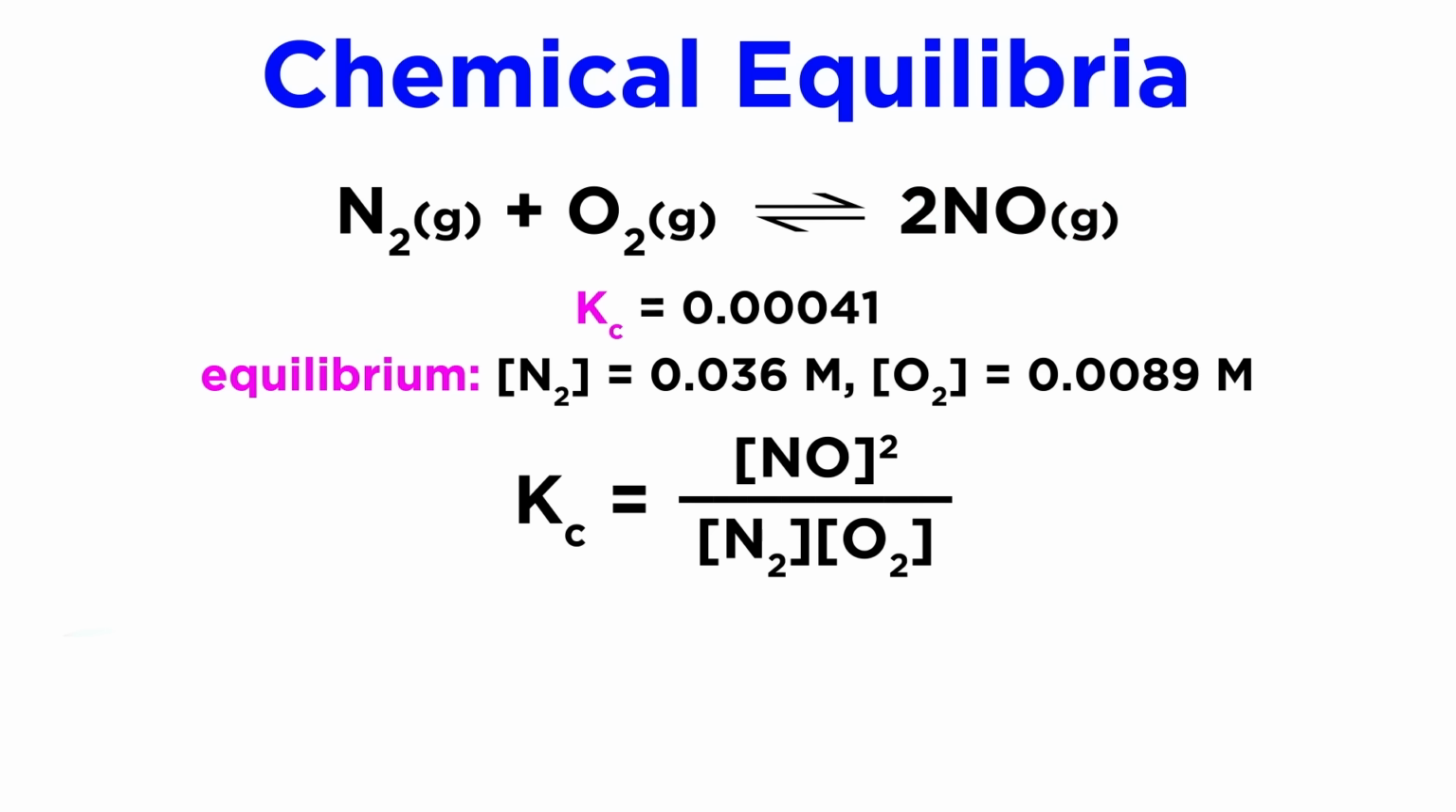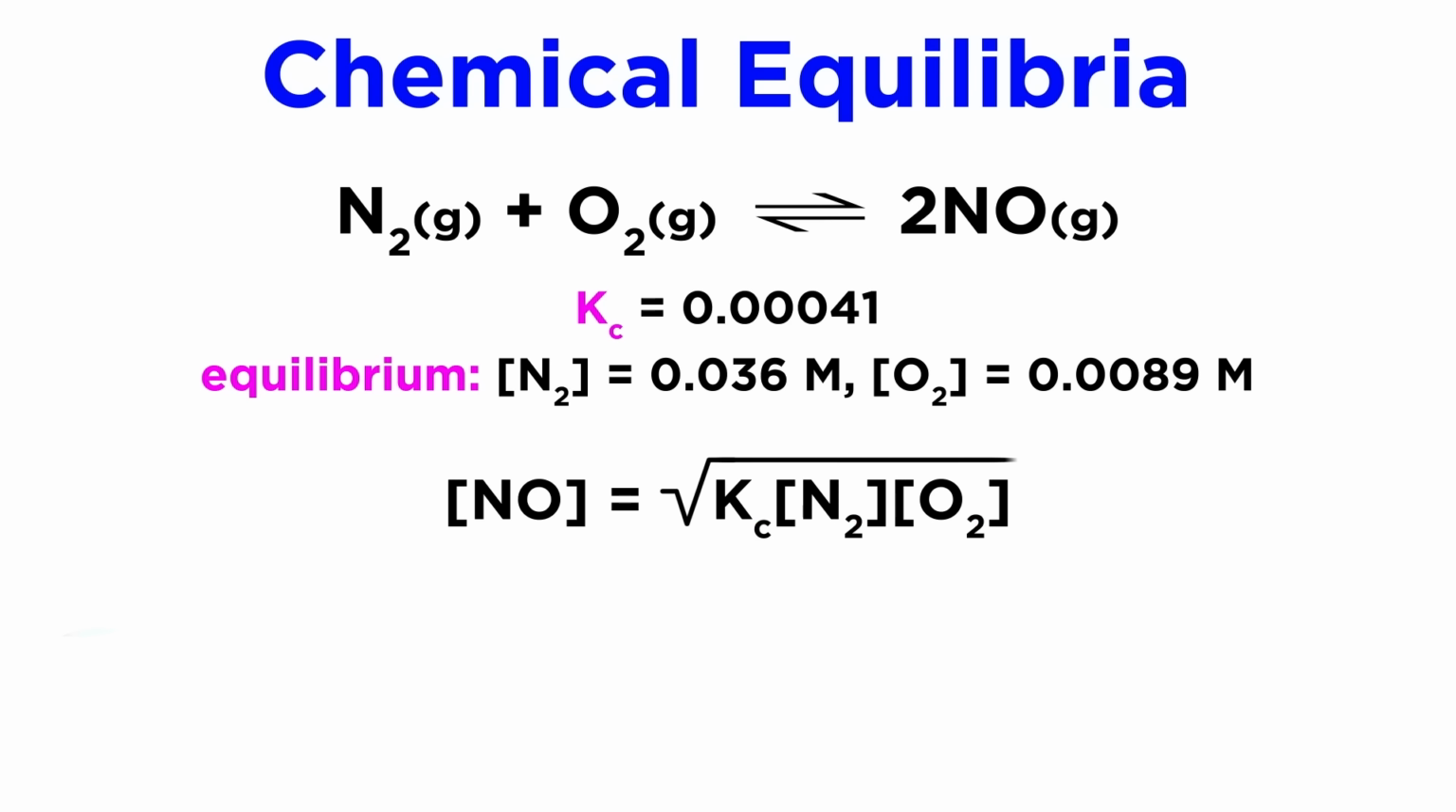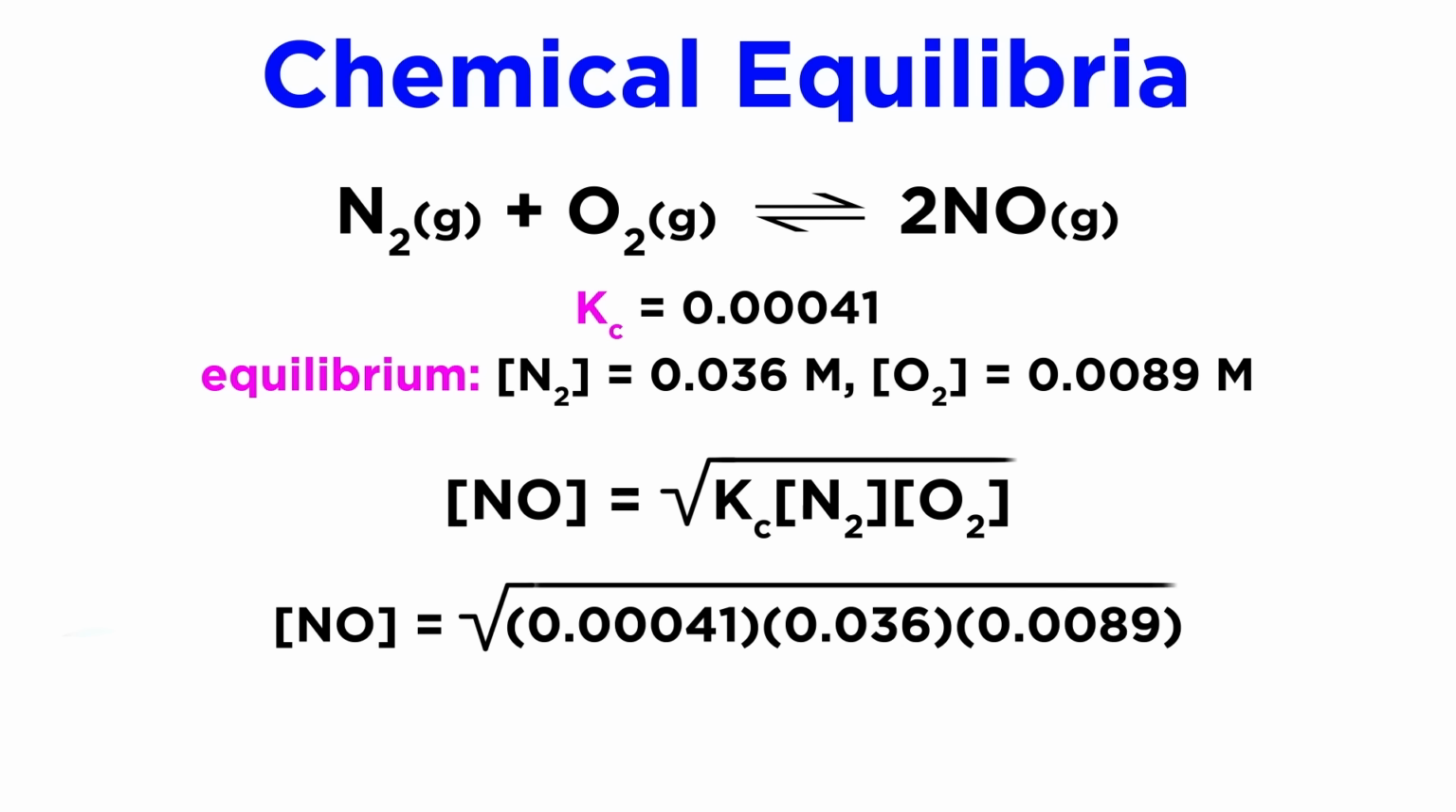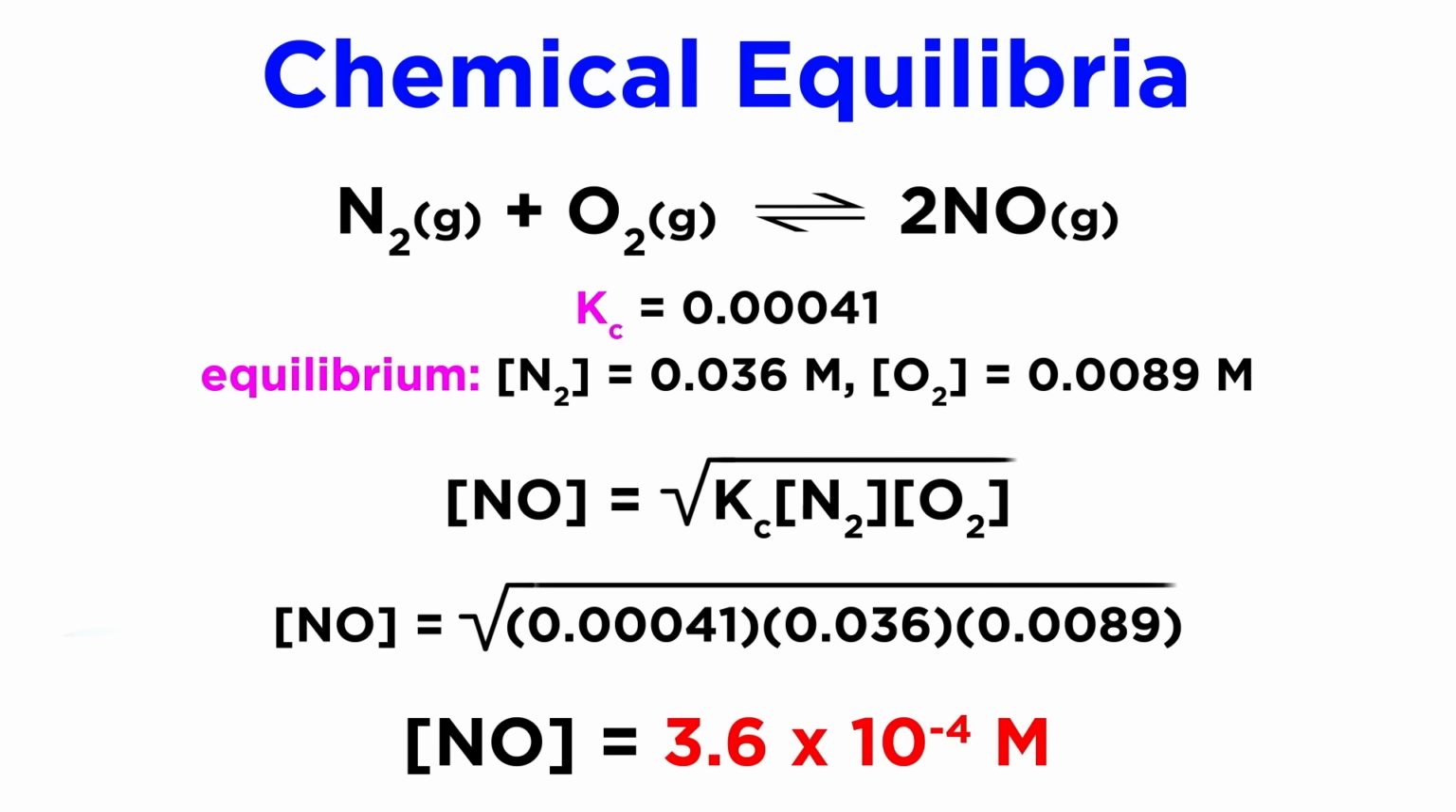First, we must certainly be able to write the correct reaction quotient expression. This will be NO concentration squared, because of the molar coefficient of 2, over nitrogen concentration times oxygen concentration. Then we can rearrange this to solve for NO concentration. We simply have to bring the reactant concentrations up to the other side, and then take the square root of both sides. Now we are ready to simply plug in all the values we know and do the arithmetic, and this should be the equilibrium concentration of NO, 3.6 times 10 to the negative 4.